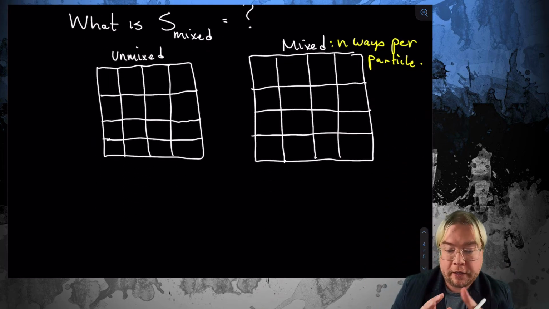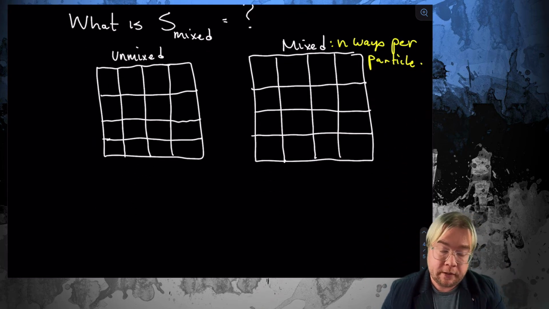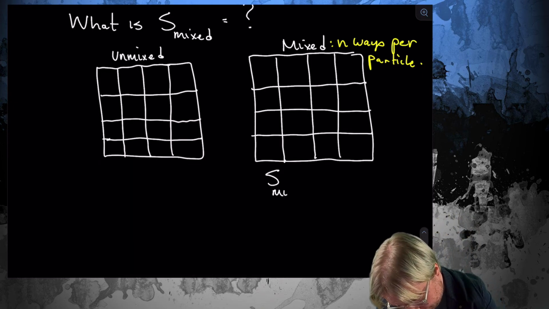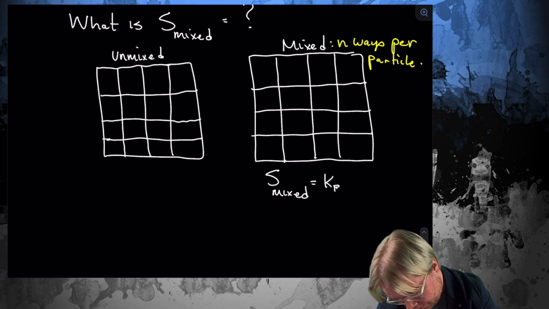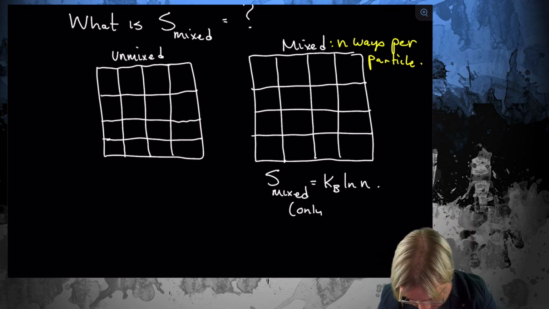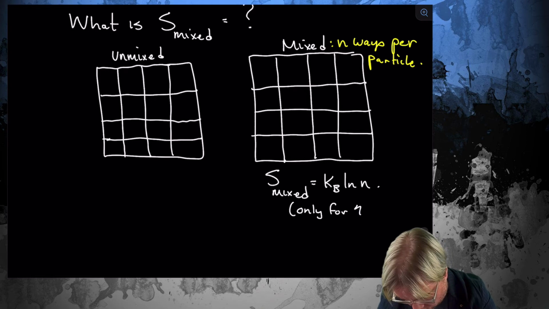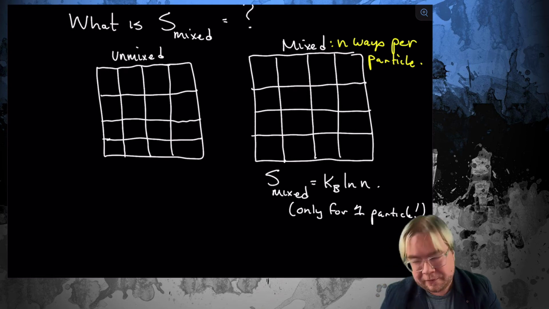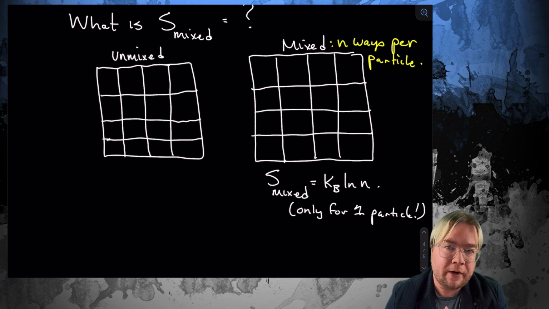So then we can just calculate what we expect the entropy to be. The entropy then of the mixed state is Kb log of N. And just to remind you, this is only for one particle. So we're just talking about one particle right now.